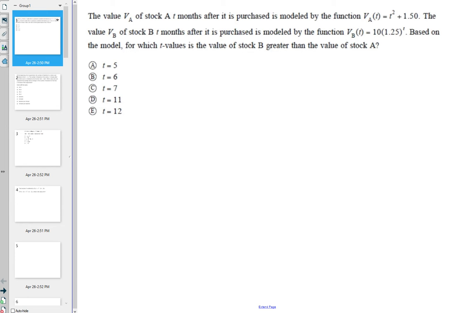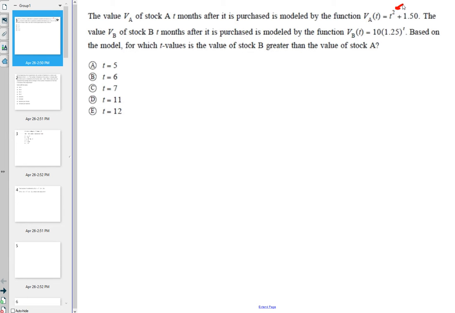The value of stock A T months after it is purchased is modeled by this function that appears to be quadratic. The value of stock B T months after it is purchased is modeled by this other function. That one appears to be exponential. Based on the model, for which T values is the value of stock B greater than stock A? So you'd have to go in and check all of these to see which ones give you a bigger B than A.